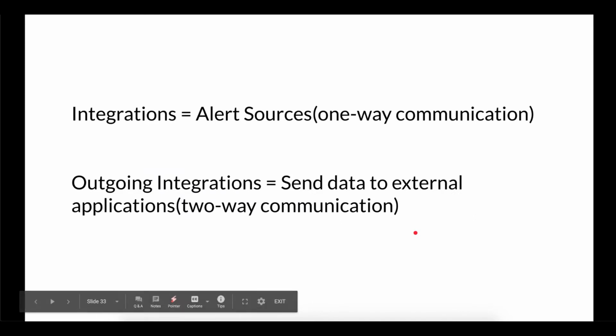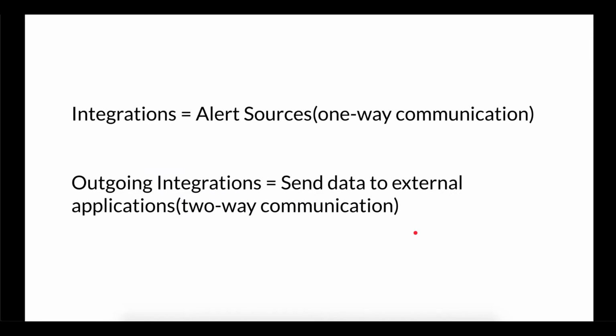An outgoing integration is an integration that helps you send data outside of ZenDuty whenever an incident is created or updated. The communication between ZenDuty and an outgoing integration is generally two-way. So whenever you take an action on ZenDuty, that would be reflected within the third-party application and vice versa.